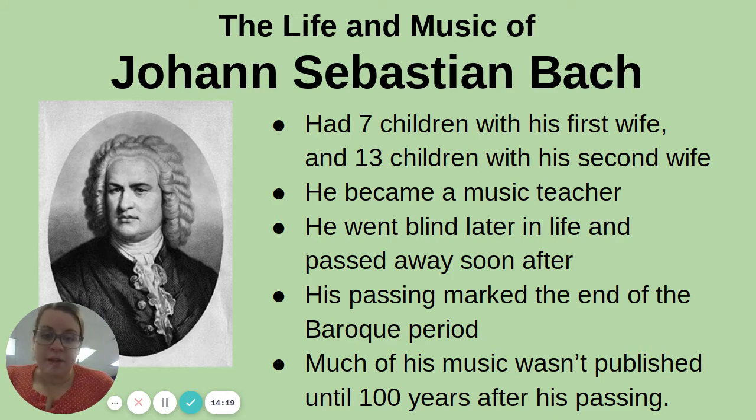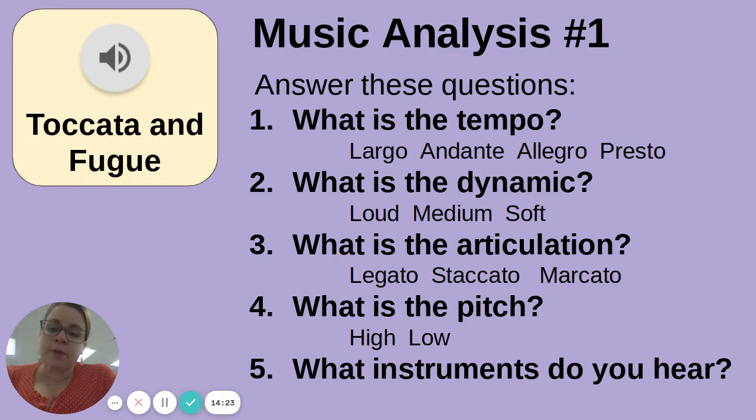Okay, so that's a little bit about Bach that I thought you should like to know. Now we're going to listen to 2 of Bach's songs. The first is called Toccata and Fugue. And Toccata and Fugue, that's just styles of making music. It doesn't really mean anything specific. The translation is they're just styles of music. So I have my whiteboard here, and I'm going to answer these 5 questions as we listen to the music.